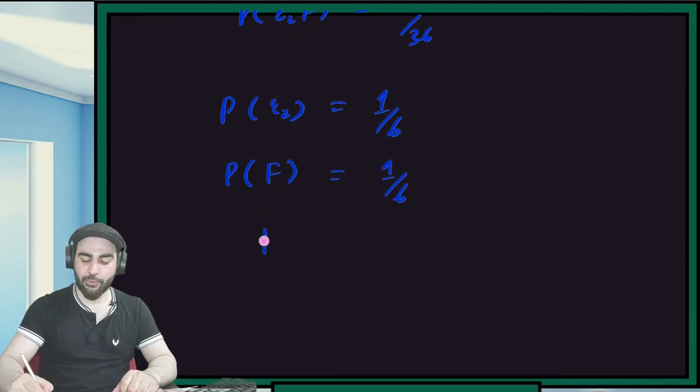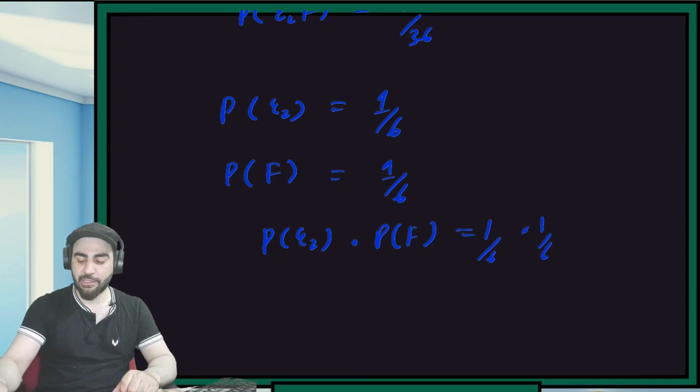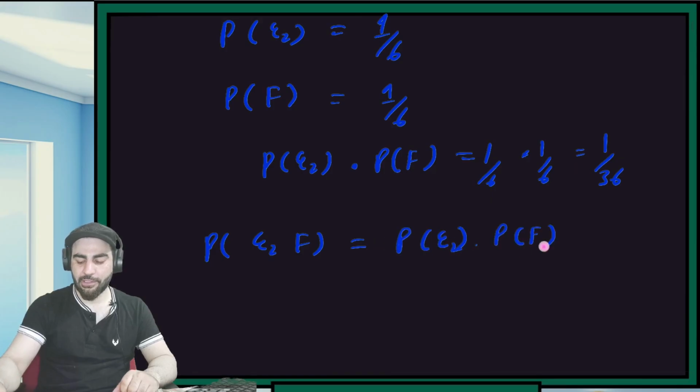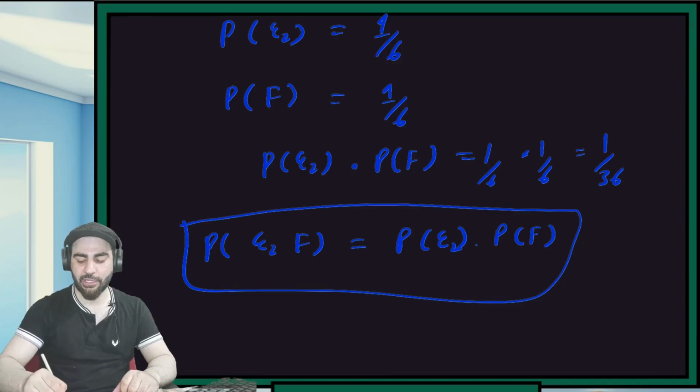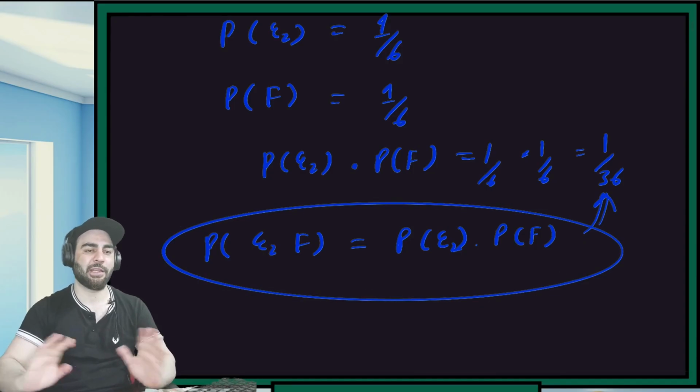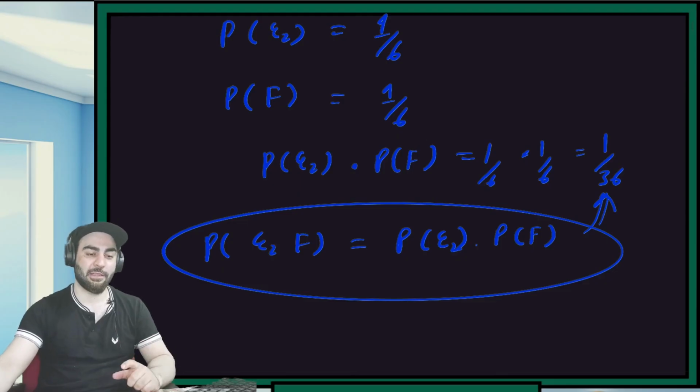Now if you compute probability of E2 multiplied by probability of F, this comes out to be 1 by 6 multiplied by 1 by 6. So this is 1 divided by 36. So you can now see that probability of E2 intersection F is equal to probability of E2 times probability of F. The independence is holding here. So you can clearly see these two events are independent. How is it possible?